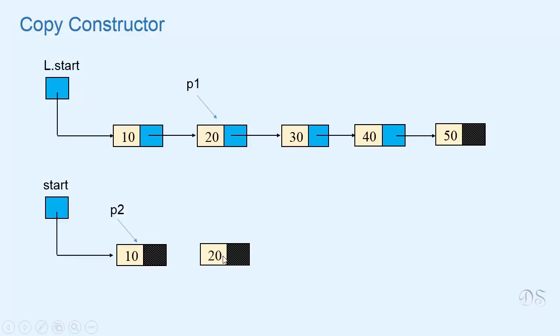Now we allocate a new node with info equal to p1 info, make p2 link point to this node and move p1 and p2 forward. Again we allocate a new node with info equal to p1 info, make p2 link point to this node and move p1 and p2 forward.